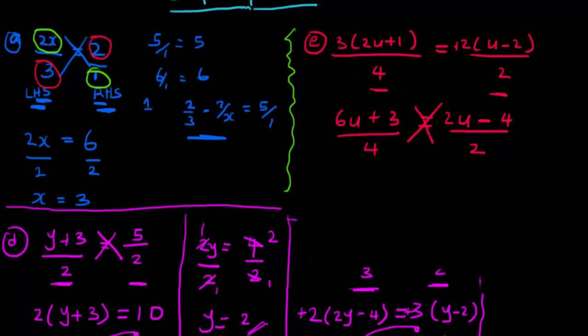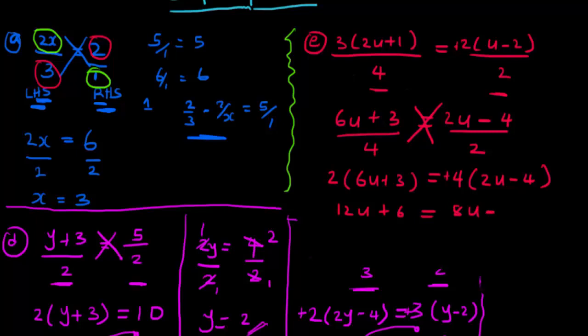Now we can cross multiply. Don't forget to put it in brackets. 2 into bracket 6u plus 3, because 2 is multiplying 6u plus 3, equals 4 is multiplying 2u minus 4. So I have 4 into bracket 2u minus 4. Now let's open this bracket. 2 times 6u is 12u. 2 times 3 is plus 6. 4 times 2u is 8u. Now there's an invisible plus. Plus times minus is minus. 4 times 4 is 16.